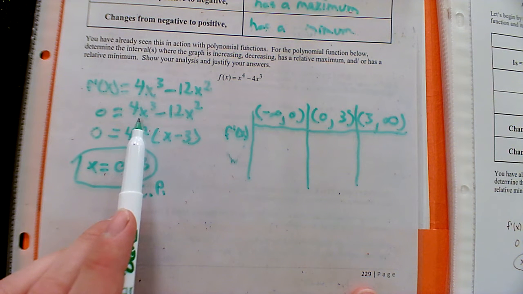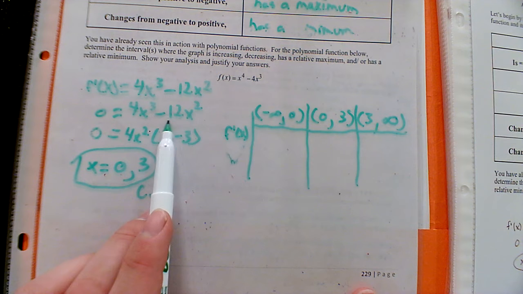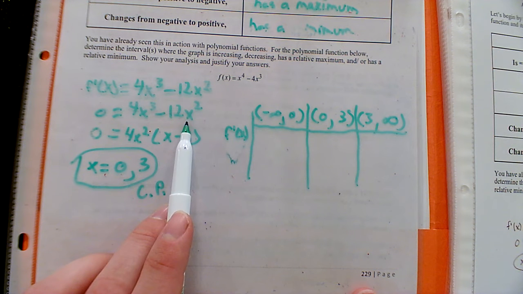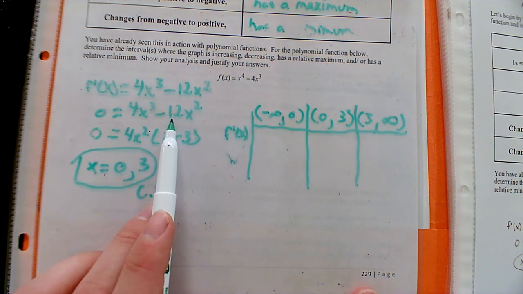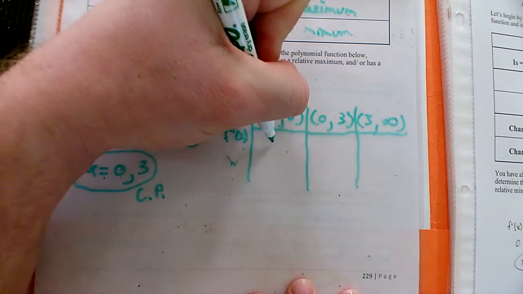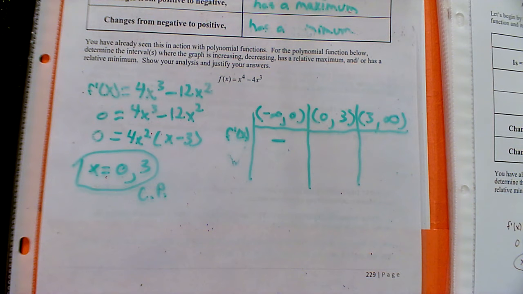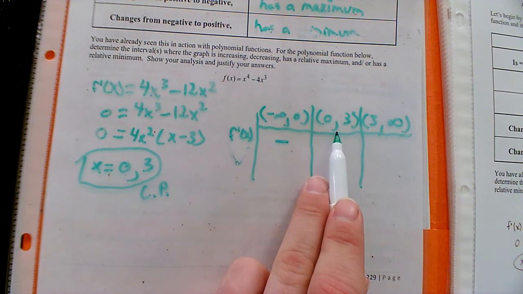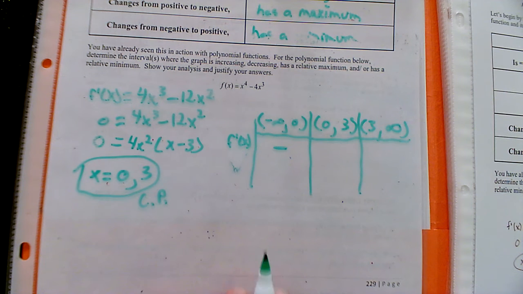-1 cubed is -1 times 4 is -4. -1 squared is just 1, so we're just at 12. -4 minus 12, is that going to give us a negative answer or positive? It's going to give us a negative answer, so we just want to know whether it's negative or positive. Check the next interval. Pick a number within that interval. See if your derivative is positive or negative.